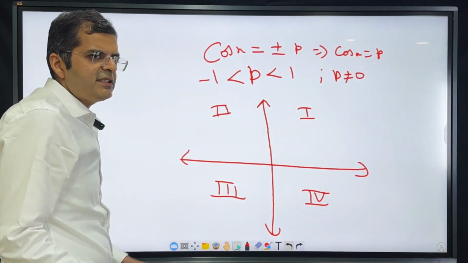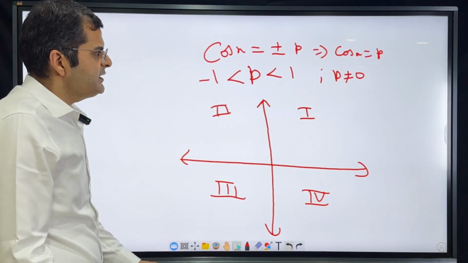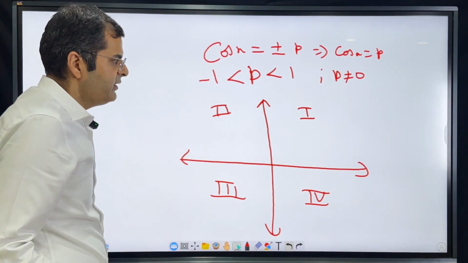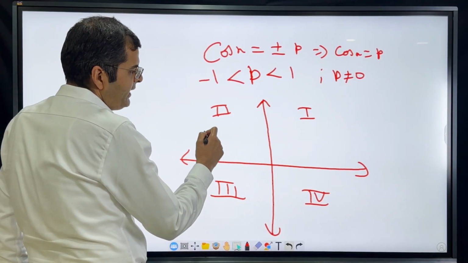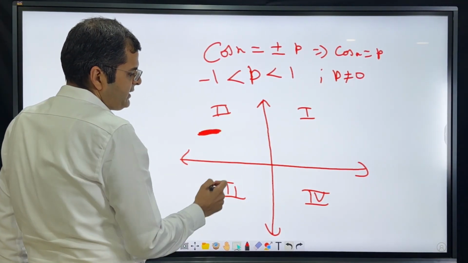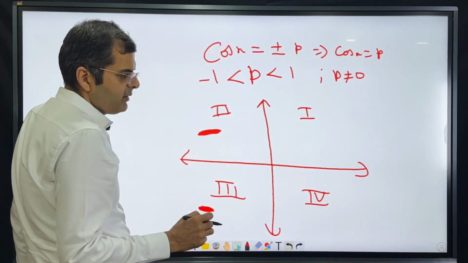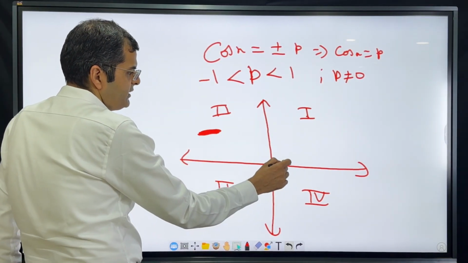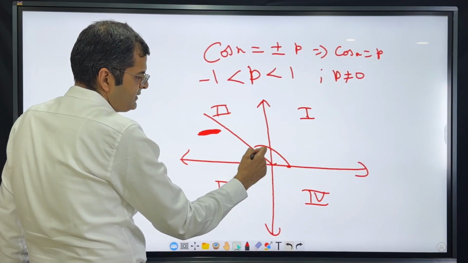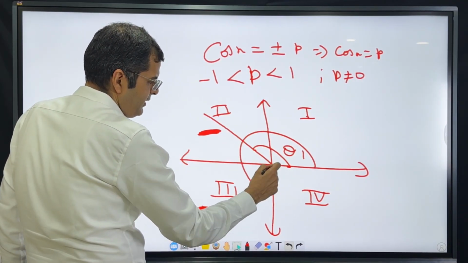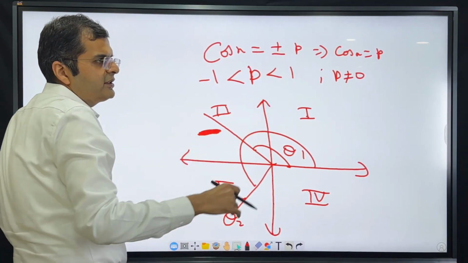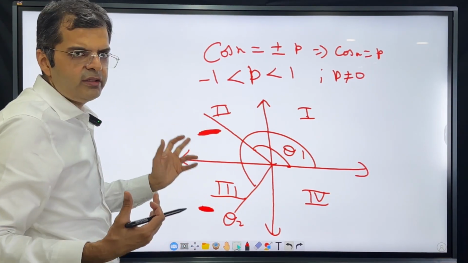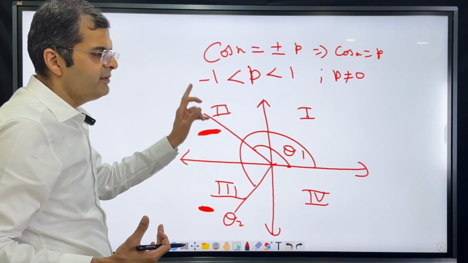So when cos x is some given value p, which is a constant, if the constant lies between minus 1 and 0, that means the constant is negative. That means if cos x is negative, the angle is either in the second quadrant or third quadrant, because in the first or fourth quadrant, cos is positive. So this angle might be somewhere here, let's say theta 1, or it might be somewhere here, let's say theta 2. When I put cos x equal to minus 0.7, it will either lie in 2 or 3, so there are two possibilities.